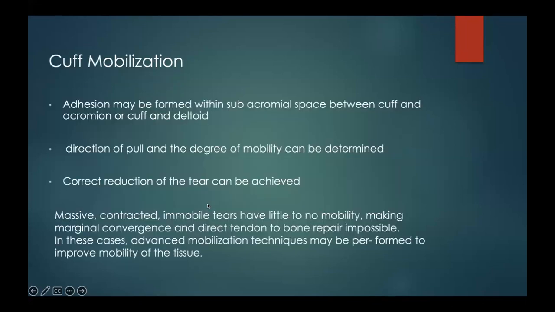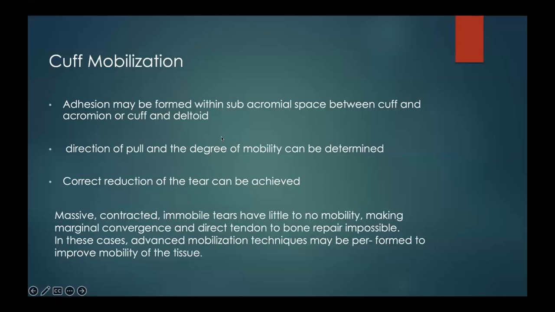Cuff mobilization. Adhesions may form within the subacromial space, between the cuff and acromion or the cuff and deltoid. It is important to see the direction of pull and degree of mobility, which is used to correctly reduce the tear. This is best achieved by placing a grasping instrument through the lateral portal while viewing posteriorly, determining the direction of pull and degree of mobility the cuff has maintained.